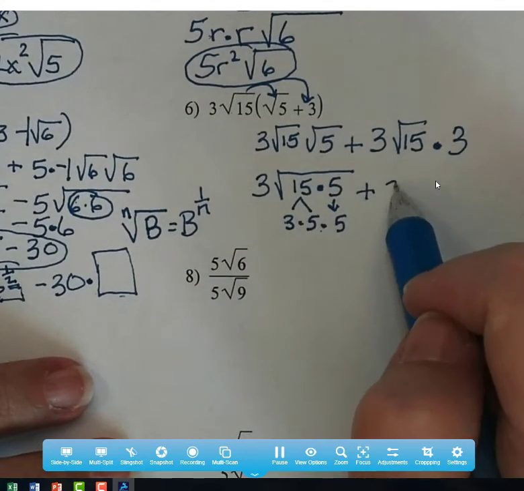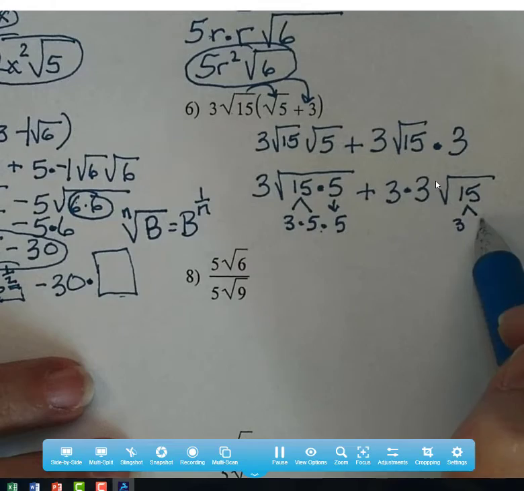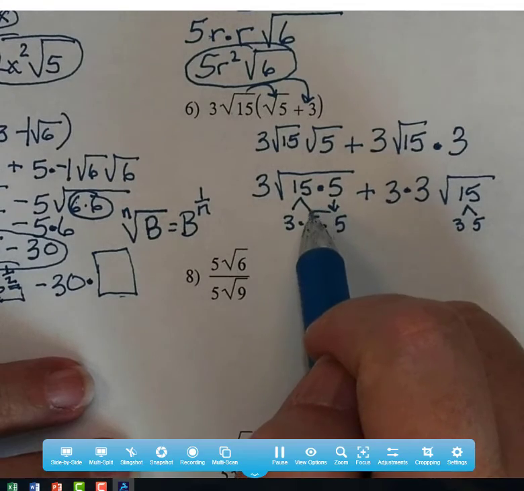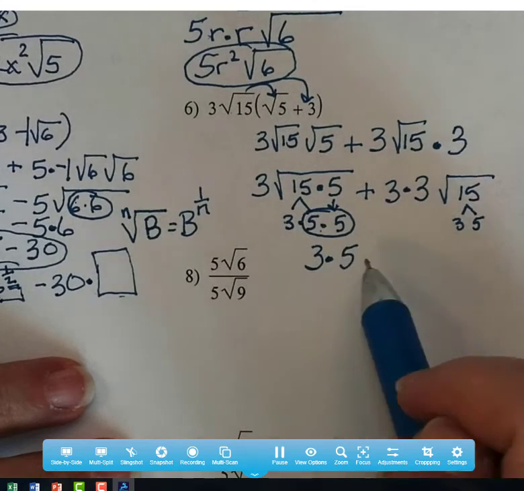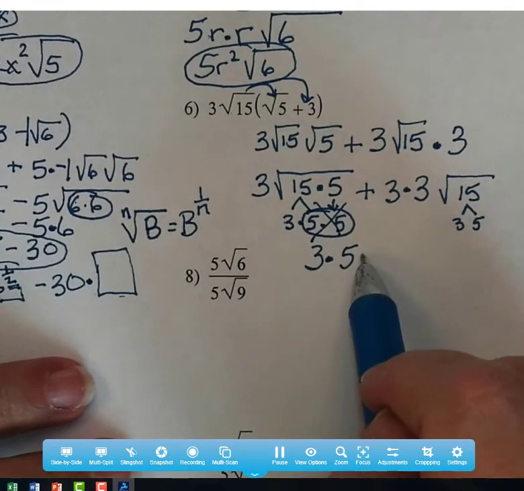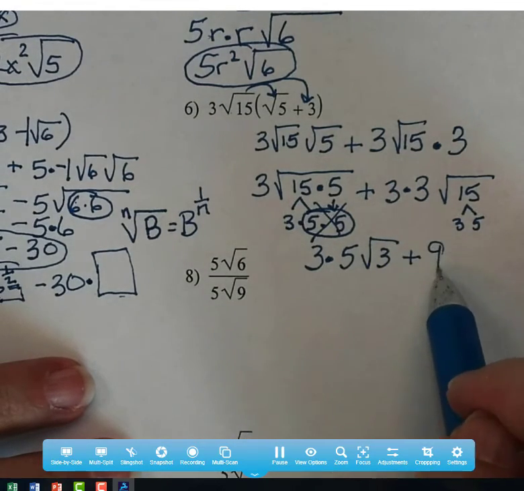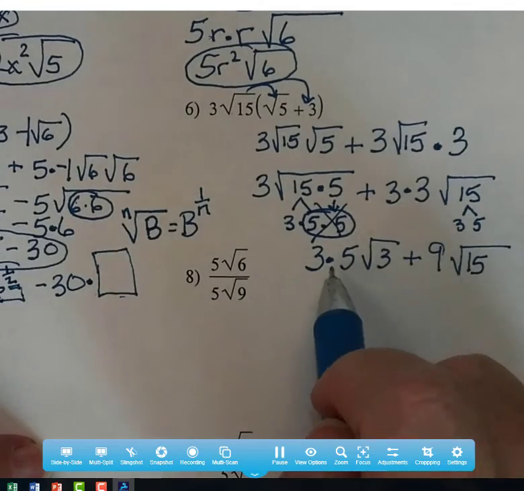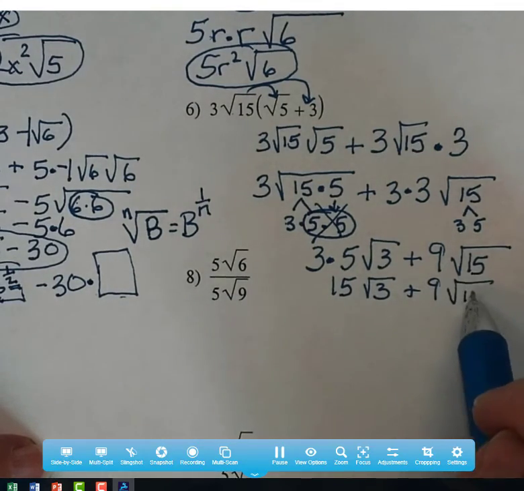Plus, and then over here, I'm going to have 3 times 3 times the square root of 15. Again, 15 is 3 times 5, but I'm not going to get any groups of 2 from that. Okay, over here I do get a group of 2 from the 5s, so I'm going to say 3 times 5. I took care of that, but I still have the square root of 3 on the inside. And then over here I have 3 times 3, which is 9, it's positive, times 15. The reason why it's 15 is I don't have any groups of 2 right here. So 3 times 5 is 15, square root of 3, plus 9 times the square root of 15.